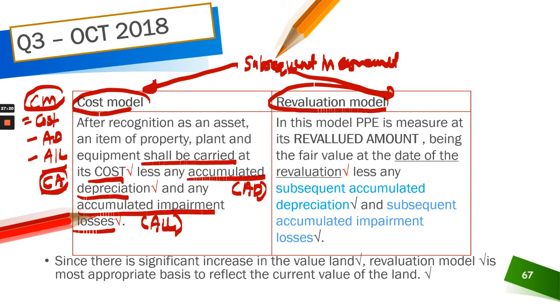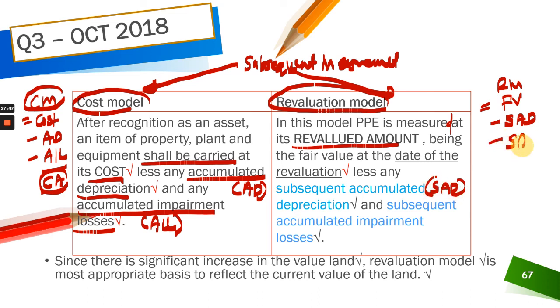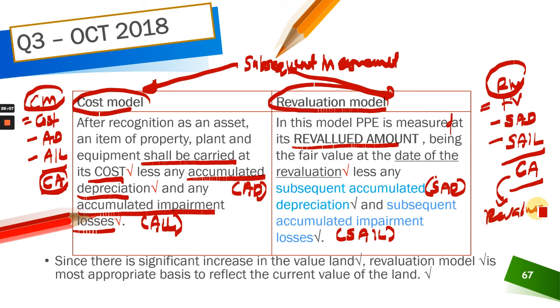The carrying amount is as a result of cost minus accumulated depreciation. Under the revaluation model, if the company adopts this, the PPE is being measured at its revalued amount. What is the revalued amount? Revalued amount under the revaluation model is the fair value on the date of revaluation less subsequent accumulated depreciation and less subsequent accumulated impairment loss. I put these two. And when you do this under the revaluation model, this carrying amount is what you call the revalued amount. And under the revaluation model, the asset is being measured at revalued amount.